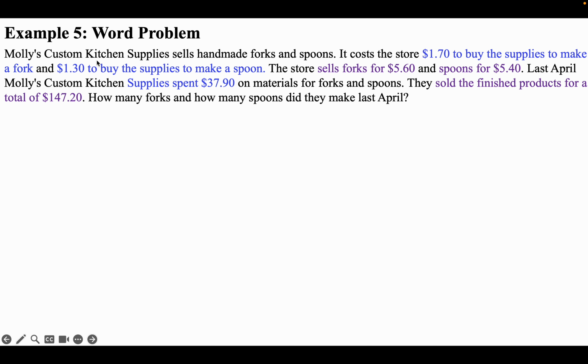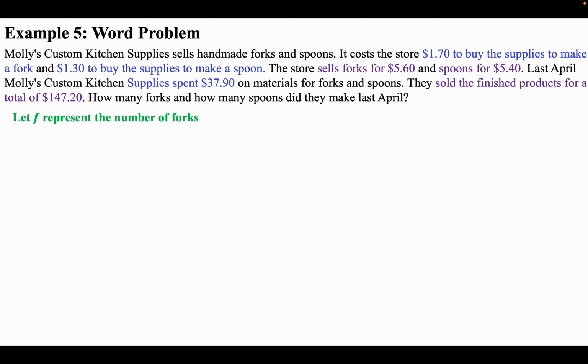Last April, Molly's Custom Kitchen Supplies spent $37.90 on materials for its forks and spoons. They sold the finished product for a total of $147.20. How many forks and how many spoons did they make last April?